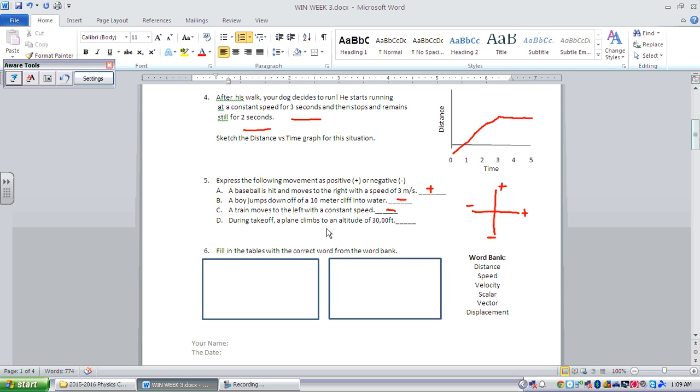During takeoff, a plane climbs to an altitude of 30,000 feet. So again, the displacement in this case is going up, which would have been positive.